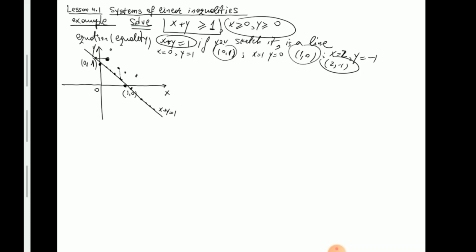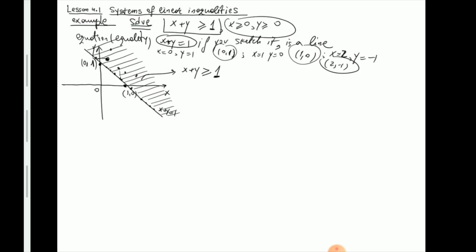So what I'm trying to say here is that each point you pick in this region, which I'm going to hash, like I'm painting it essentially. We won't have to do this too often, but just to illustrate. Each of these points in these regions on one side of the line will satisfy the actual inequality. So any point on this region will satisfy the inequality x plus y greater than or equal to 1.